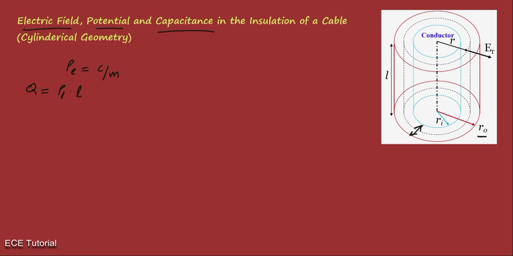Now, in such a cylindrical geometry, we can simply apply Gauss law to determine the electric field and potential. So, which is what we are going to apply. In order to apply Gauss law, we need to assume an arbitrary Gaussian surface. As you can see here, the Gaussian surface is assumed as another cylinder whose radius is R. This cylinder lies between the inner radius and the outer radius, between Ri and Ro, as it can be seen in the figure.